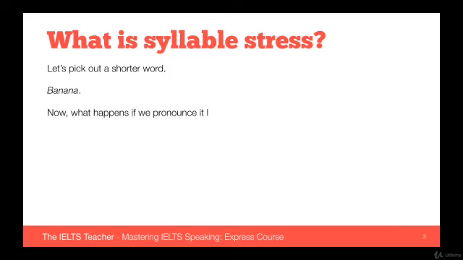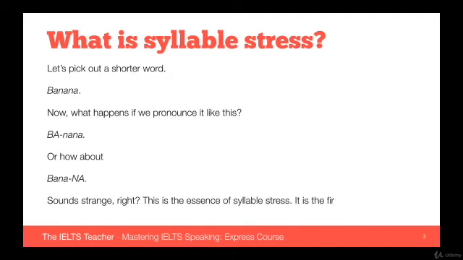Banana. What happens if we pronounce it like this? You can try it yourself here. Banana. Or how about this? Banana. Hopefully you understand and you can acknowledge that this sounds very strange, and this is the essence of syllable stress. Syllable stress is the first na in banana. It's the second syllable.